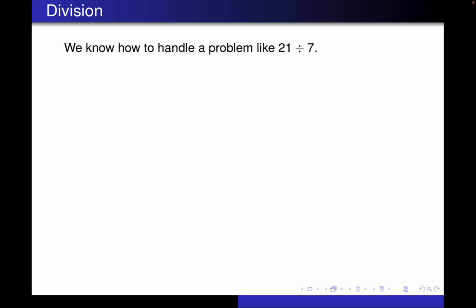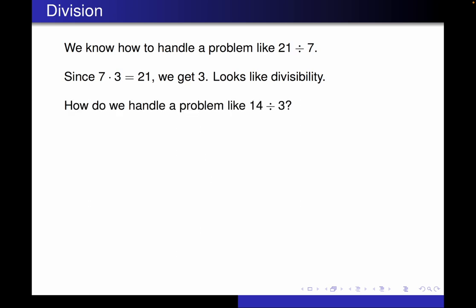So we know how to handle a problem like 21 divided by 7. We know 7 times 3 is equal to 21, so 21 divided by 7 is equal to 3. This is exactly what we were doing when we were talking about divisibility of integers. So the question is, how do we handle a problem like 14 divided by 3? And there are two reasonable answers to this question, or at least two, I should say.